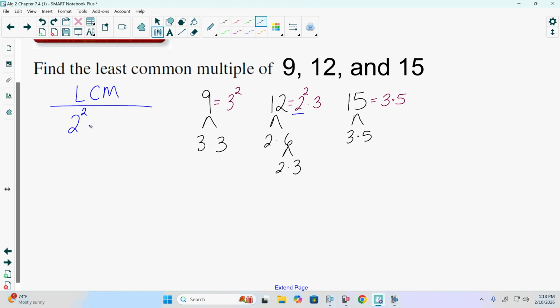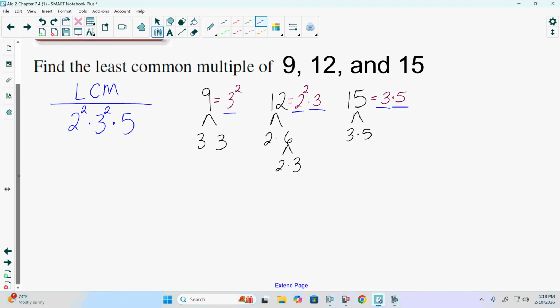Yes? Let's look at 3. With 9, it showed up twice. With 12, it showed up once. And with 15, it shows up once. So how many times do we need it? 2. Even though it does show up a grand total of 4 times across 3 numbers, how many does it show up in each one? 9 shows up twice, so that's the most we can take. Well, that leaves us with our last number, 5. It only shows up once.